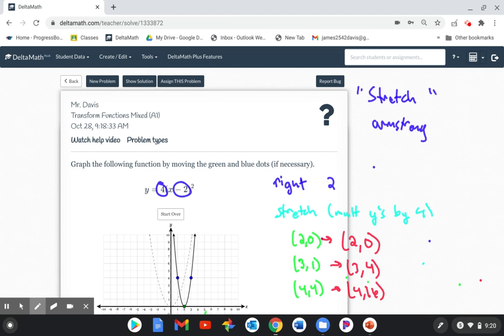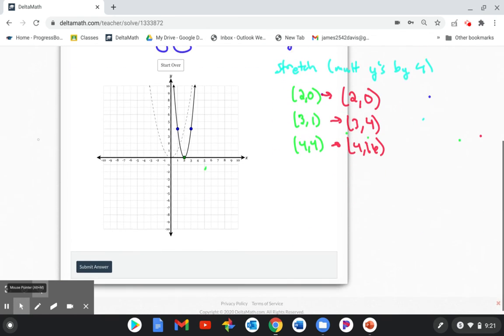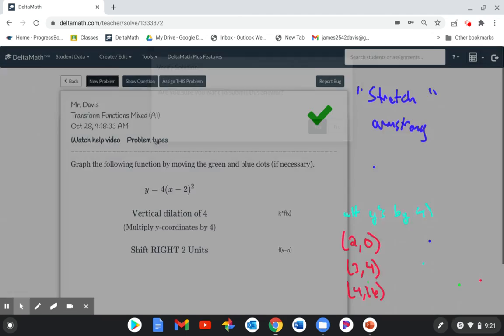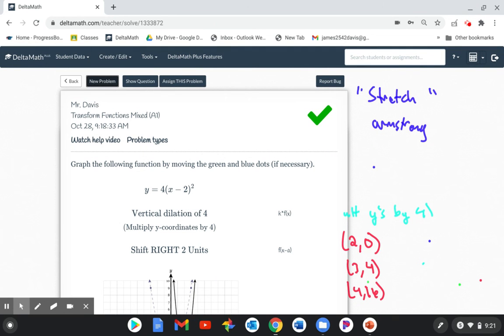All right, so we can double check here. We still got 2, 0, 3, 4, 4, 16. We can't see up there, but it seems like that will eventually fit. So let's go ahead and submit that one. And there we go.